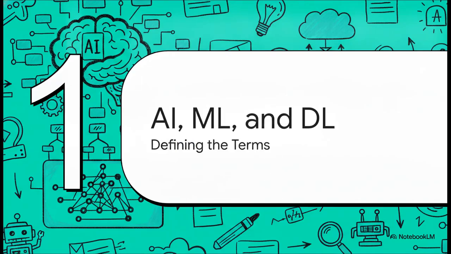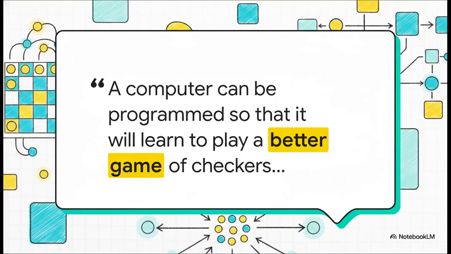Section 1. AI, ML, and DL. Let's start by looking at the big picture to clarify all those buzzwords that literally dominate today's tech landscape. Arthur L. Samuel said something way back in 1959 that perfectly captures the core dream of machine learning. He said, "A computer can be programmed so that it will learn to play a better game of checkers than can be played by the person who wrote the program." The idea was absolutely revolutionary. Instead of hard-coding every single instruction, what if we just built systems that learn patterns from data entirely on their own? That idea right there is the bedrock of everything we're talking about today.